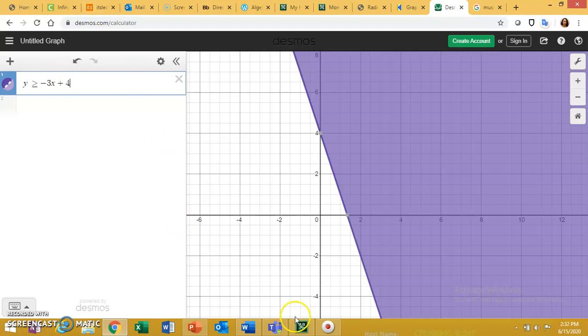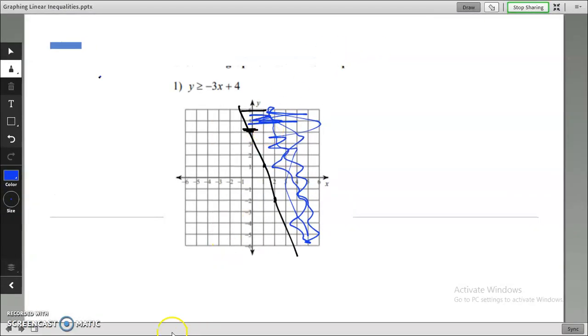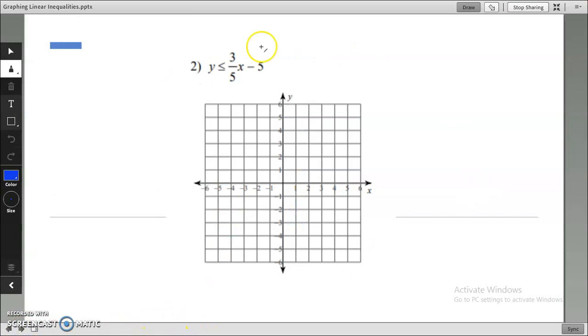Okay, so let's do another one. We have y is less than or equal to 3/5 x minus 5. Again, the first thing I'm going to do is plot that -5. Then I'm going to go up 3, 1, 2, 3 over 5, 1, 2, 3, 4, 5. And I don't think I can do any more.